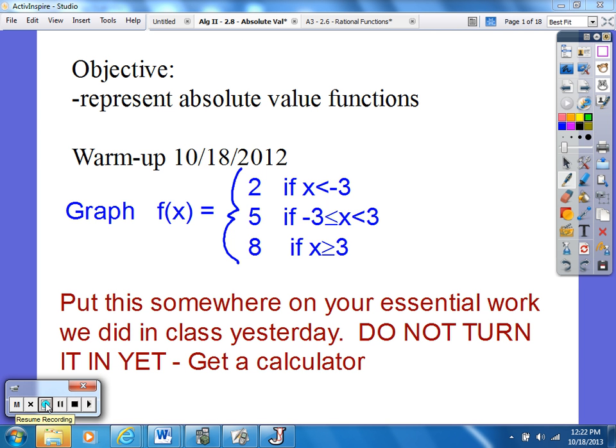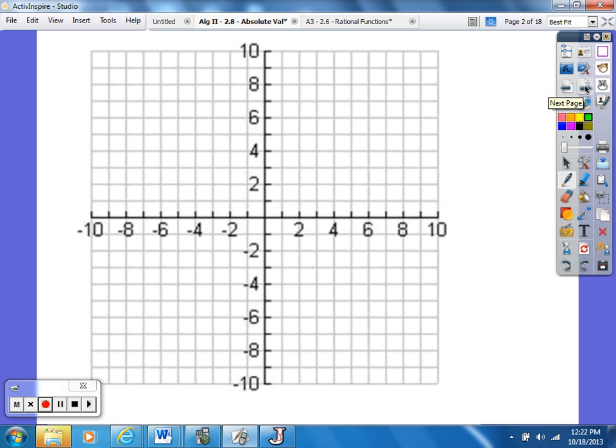Just by practicing those step functions that we talked about, which is a type of piecewise function. And so we're going to go ahead and graph that up here. We're going to do that in pieces.